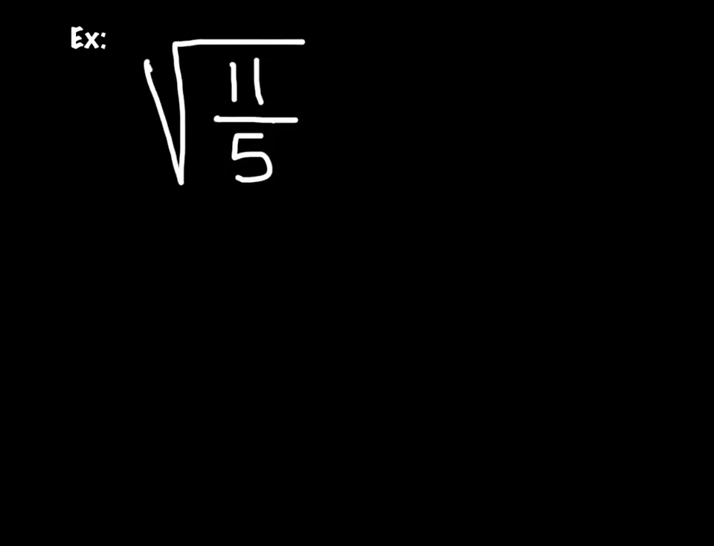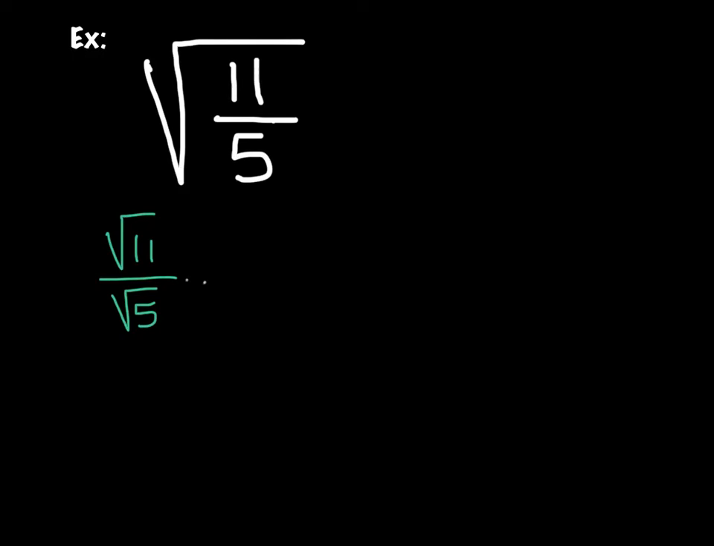So in this problem, because I have a fraction of 11/5 inside the radical, the first thing that I have to do is split it. So I'm going to make it radical 11 over radical 5. And this time, neither of these two radicals can be simplified, but because I have a radical in the denominator, I can't keep it that way. That's not considered to be in simplest form.